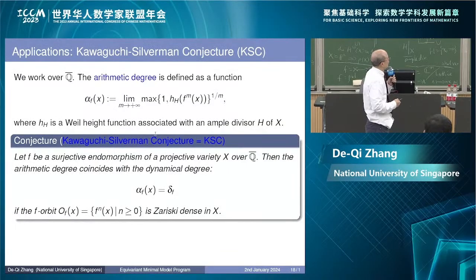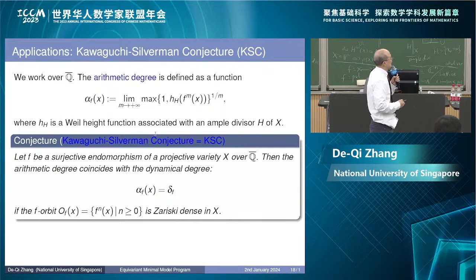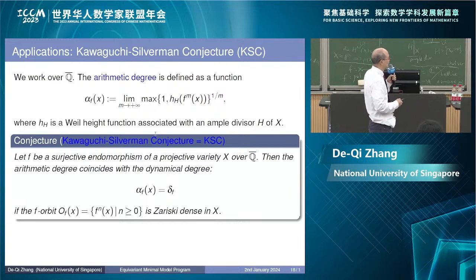Now take a variety defined over Q bar. So now it's number theory. I take an ample divisor, and you have the corresponding Weil height. Then evaluate this Weil height at the iteration of x. I take the maximum, and then take the limit. That's the so-called arithmetic degree of f at a point x.